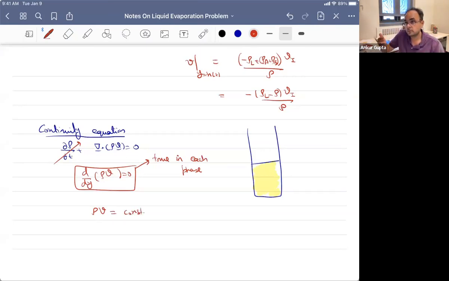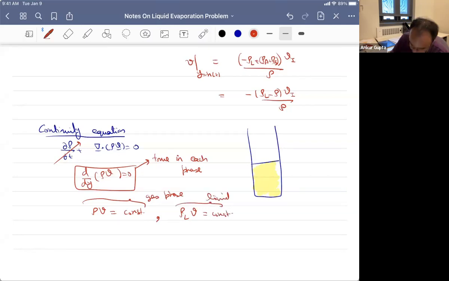Now there are two times. One is in the gas phase, where I will say ρv is constant, and similarly I'll say ρ_L v_L is constant in the liquid phase. This is the gas phase equation. This is the liquid phase equation. It's constant.